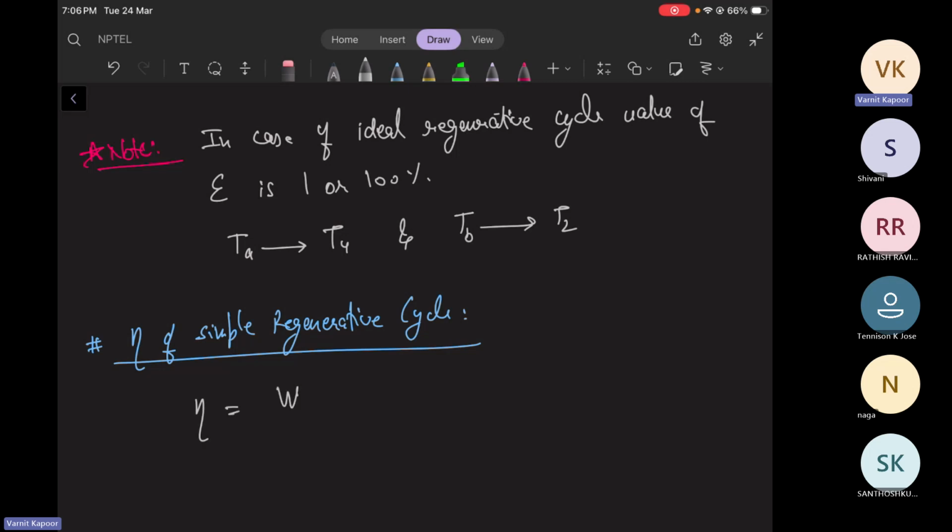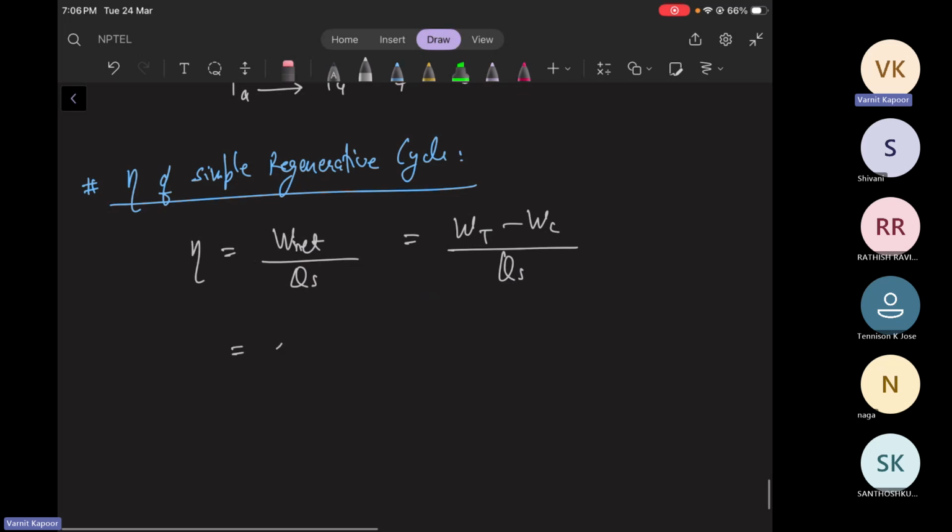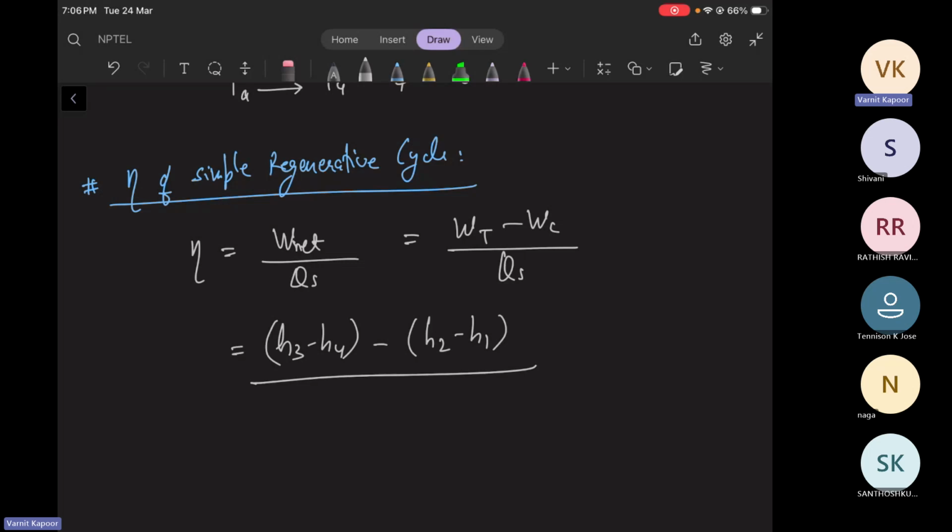Efficiency is net work to that of heat supplied, and net work is work done by turbine minus work done by compressor, to that of heat supplied. So work done by turbine is H3 minus H4. Work done by compressor was H2 minus H1, and heat supplied is now H3 minus HA, not H2. Okay, H3 minus HA. This is a simple regenerative cycle.